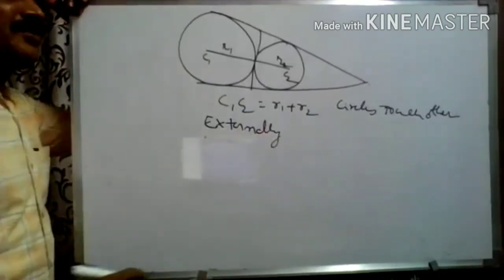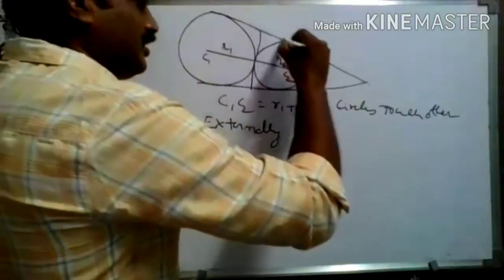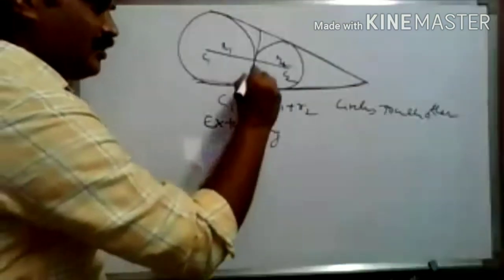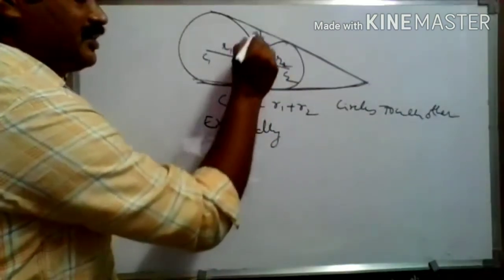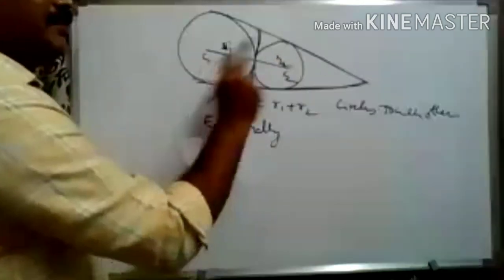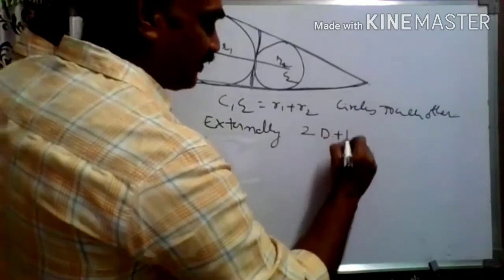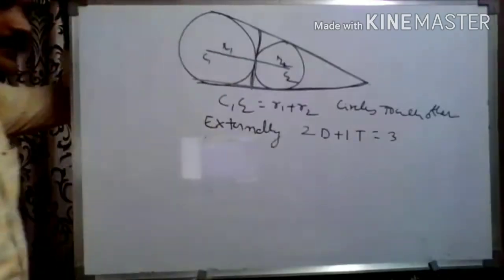Students, here number of common tangents is equal to, this is direct common tangent. This is direct common tangent. Here, this common tangent lies on opposite side of center. This is transverse common tangent. So number of common tangents is equal to 3, that is equal to 2 direct, 1 transverse. So total common tangents is equal to 3.